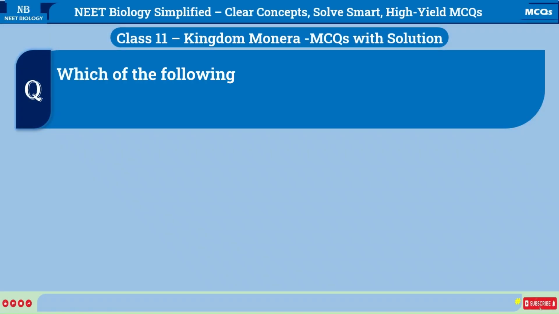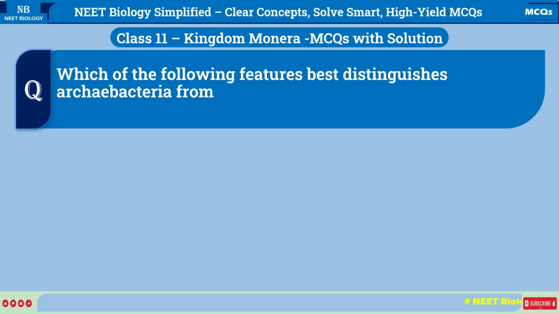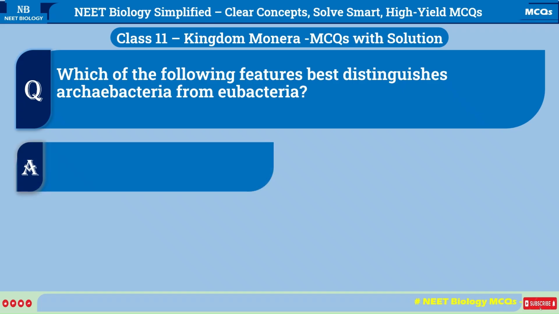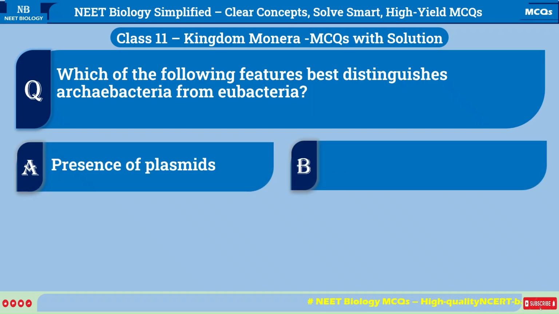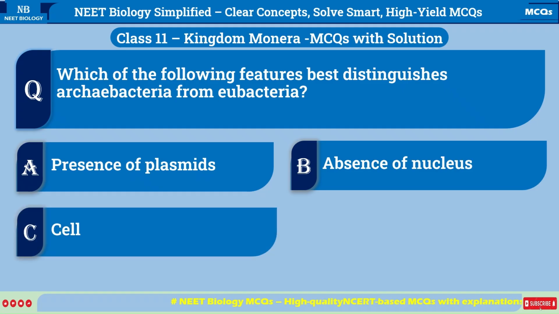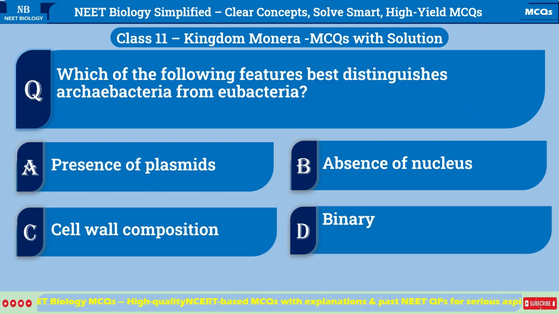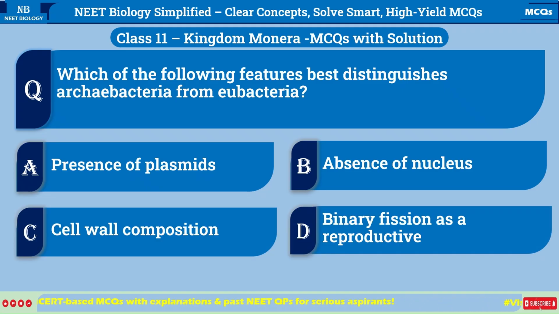Which of the following features best distinguishes Archaebacteria from Eubacteria? A. Presence of plasmids. B. Absence of nucleus. C. Cell wall composition. D. Binary fission as a reproductive mode.